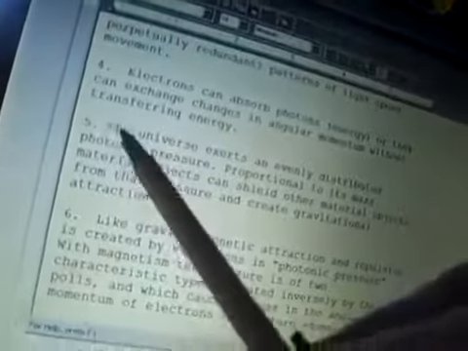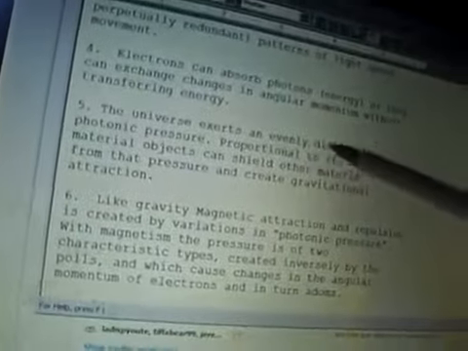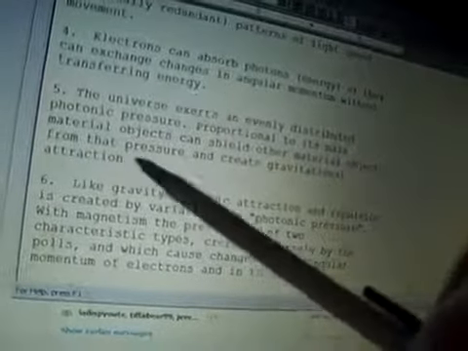Anyway, all right, here's the big one. Number 5. The universe exerts an evenly distributed photonic pressure proportional to its mass. Material objects can shield other material objects from that pressure and create gravitational attraction. So there really is no attraction. I should put that word in quotes, because there is no such thing. It's a negative pressure, okay? Everything's pushed. Just as it feels intuitively, you're being pushed down. That's just the way it is, okay?